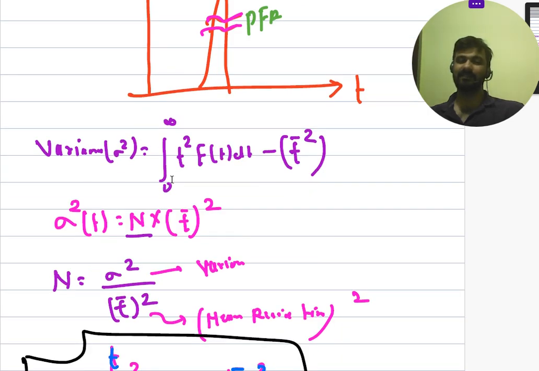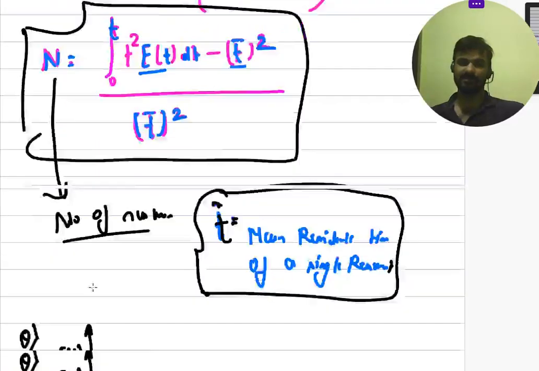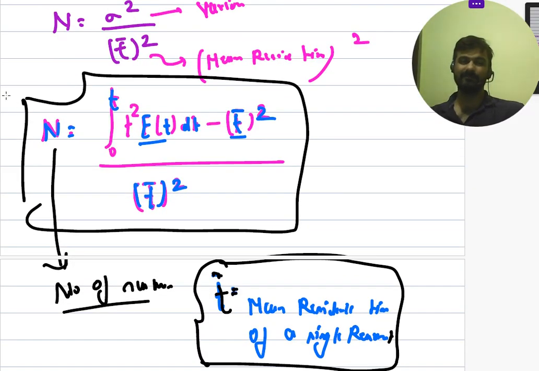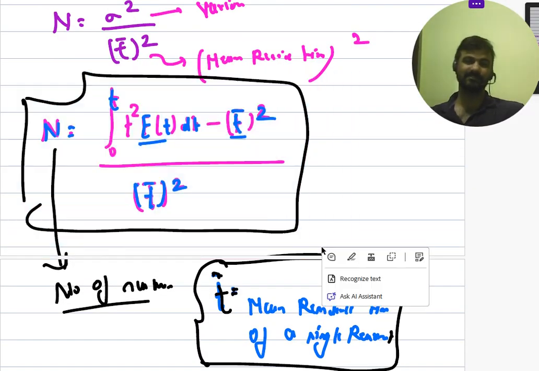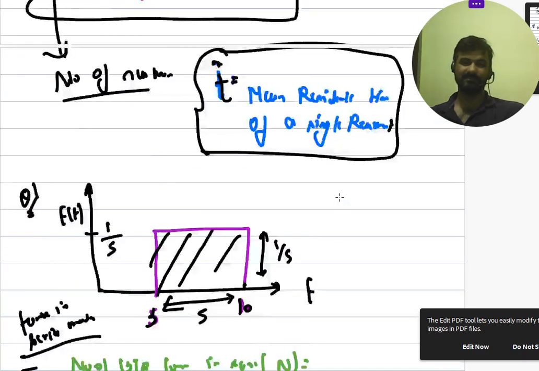So again, you can calculate the variance, that is integral 0 to infinity of t square ET dt minus t bar whole square. And from here you can also calculate the number of tanks required to get this kind of distribution, that is n equals sigma square divided by t bar whole square. Sigma square is the integral of t square ET dt minus t bar square, and t bar is the mean residence time. So this formula is very, very important, and questions are very frequently asked on it. So definitely whenever you are going for the GATE examination, you should remember this formula.